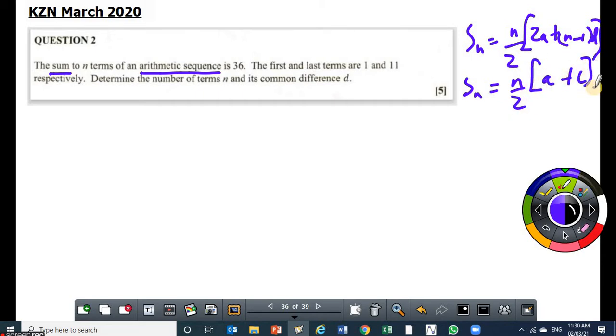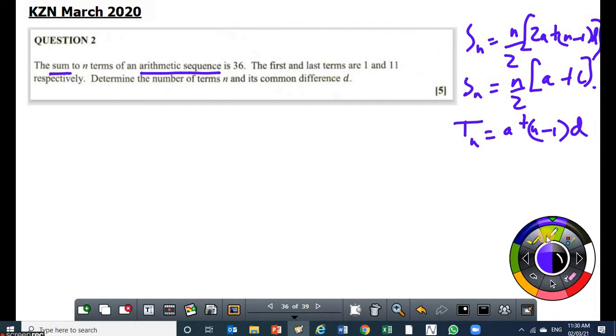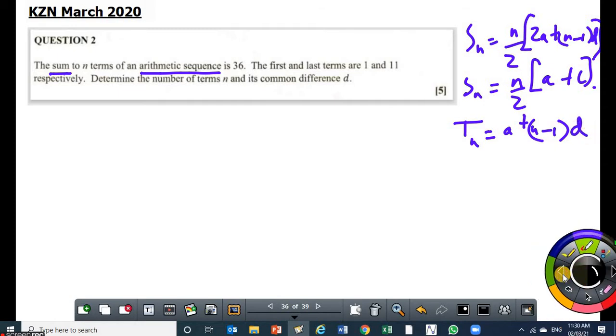Okay? Also, the general term of an arithmetic sequence, you may need it. So Tn equals a plus n minus 1 times d. Right? So these three equations, you may need them in this question. So the way that I'm going to start first is by using the first formula. The sum to n terms of an arithmetic sequence is 36. I'm going to write it down using those equations.